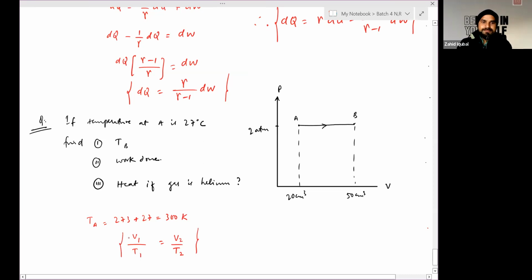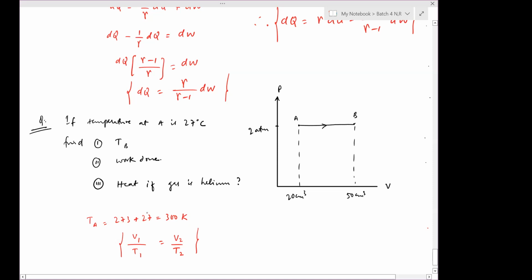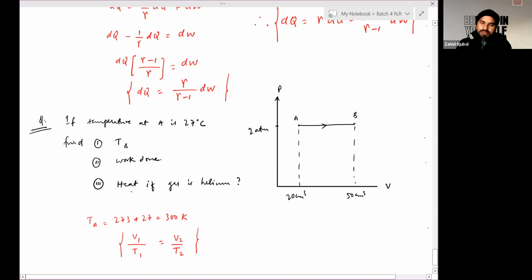Nabila, is it clear? Yes, sir. Next, you have to calculate work done. Work done is nothing but the area under the graph. So just try to calculate the area of this particular curve. In this, 1 centimeter cube will be 10 to the power minus 6 meter cube, and 1 atm will be 10 to the power 5 Pascal. Try to solve using these given terms.